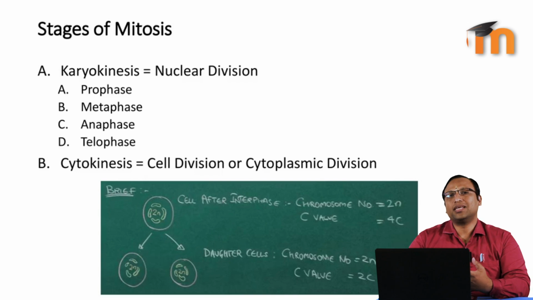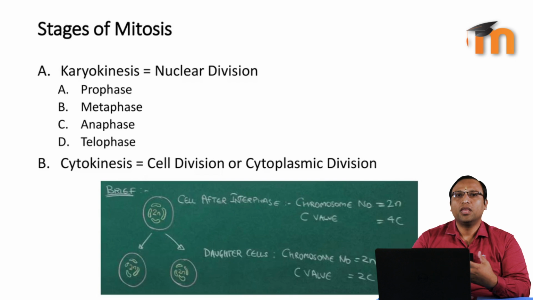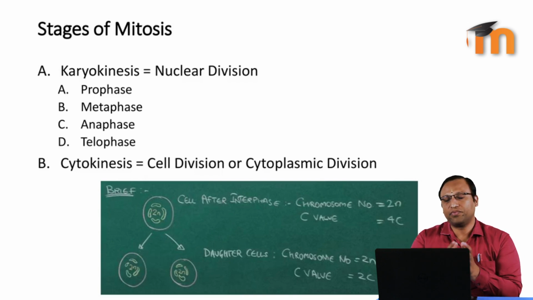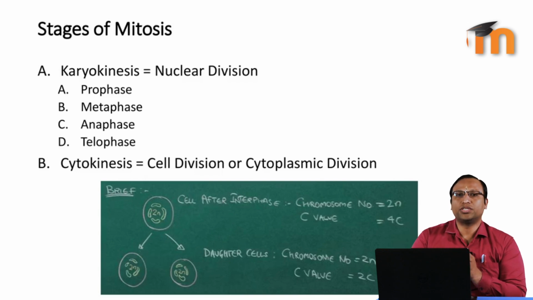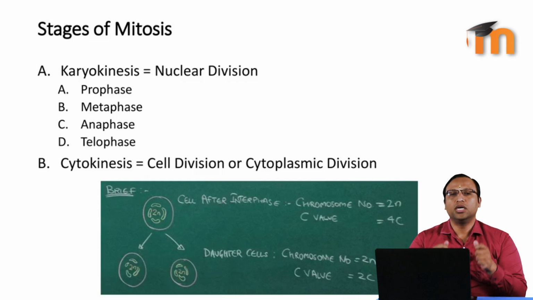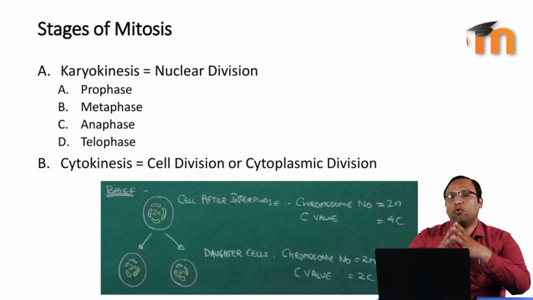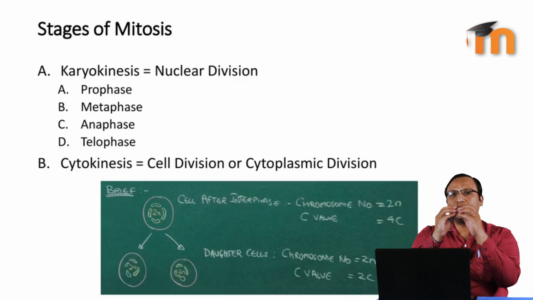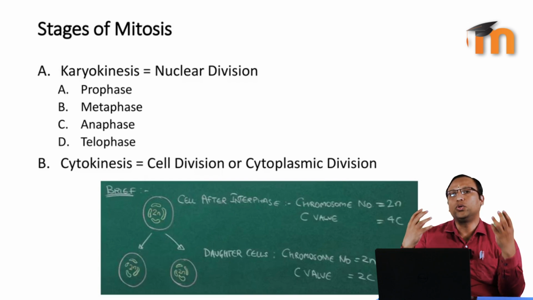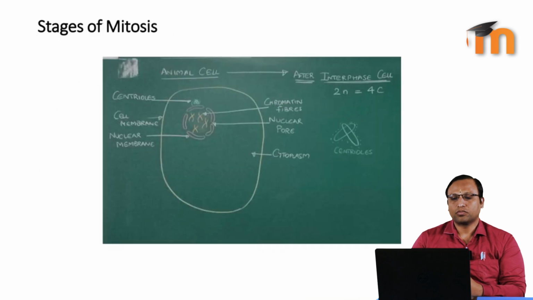Why we are saying this is an equational division is because in this division, the parent cell, which has 2N chromosomes after the interphase, with the C value of 4C, is going to be converted into two daughter cells, and during that process the 2N chromosome number is maintained. The 4C that we mentioned in the parent cell, since it is divided into two daughter cells, is going to form 2N and 2C in both the cells.